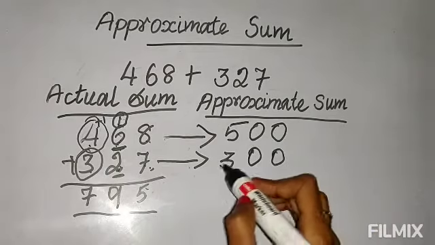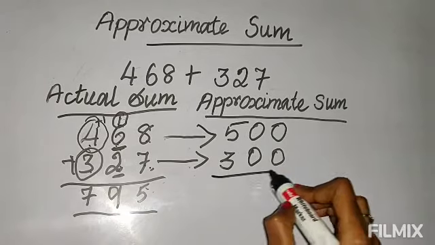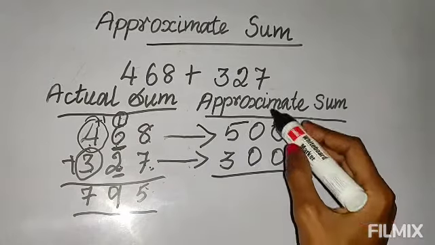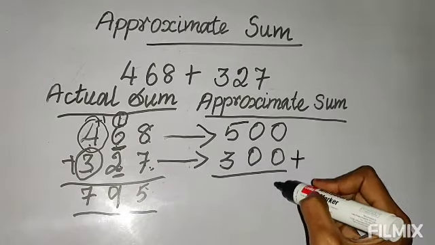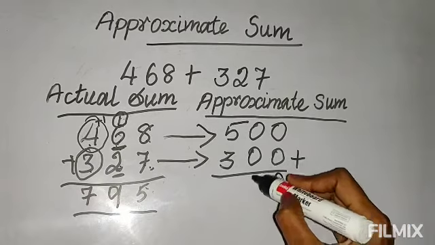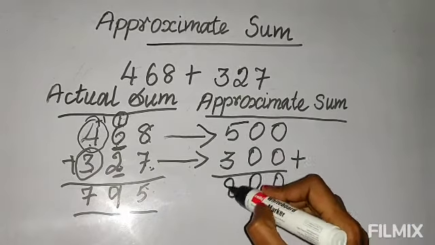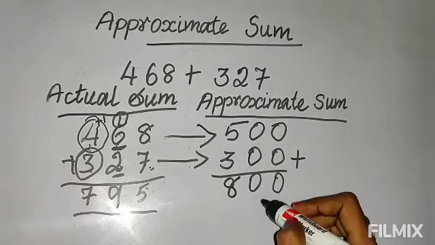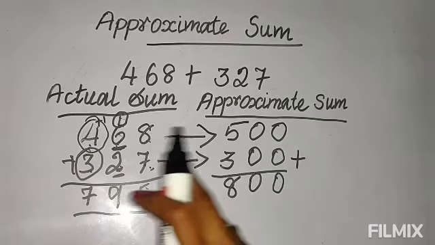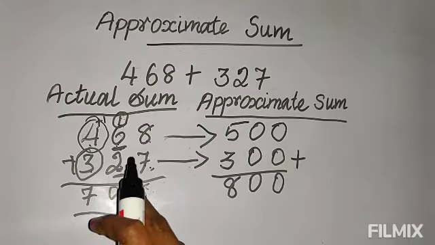Okay, so we have rounded off this number. After rounding off, let's add the rounded off numbers. 0 plus 0, 0. 0 plus 0, 0. 5 plus 3, 8. So this is the approximate sum, and this is the actual sum.